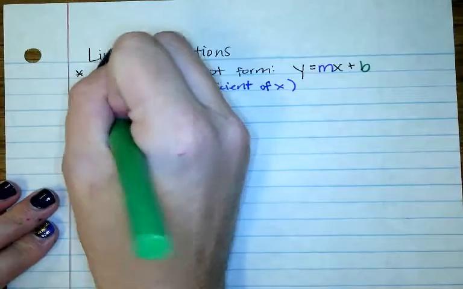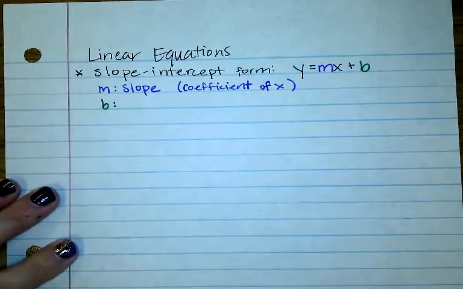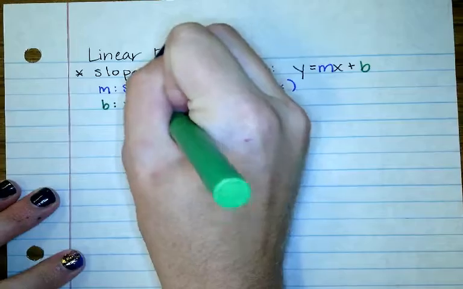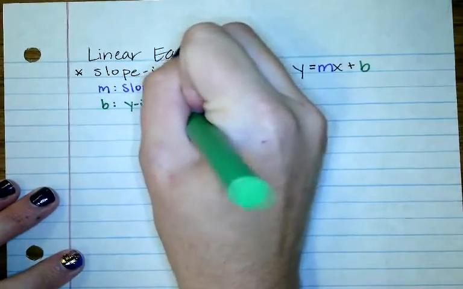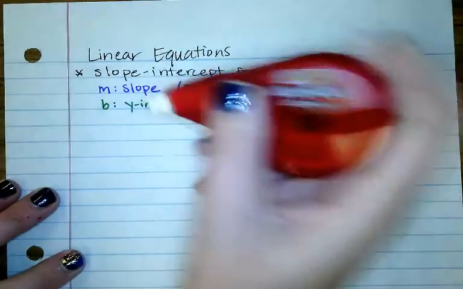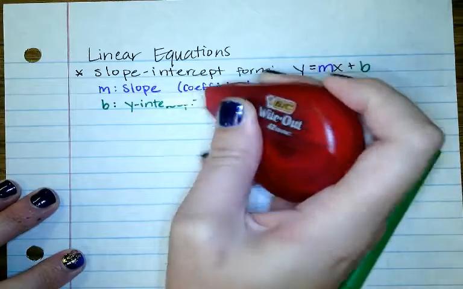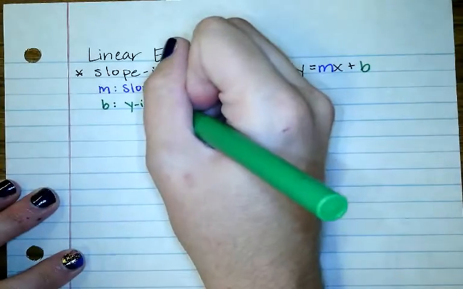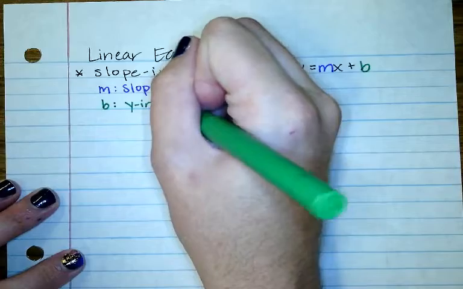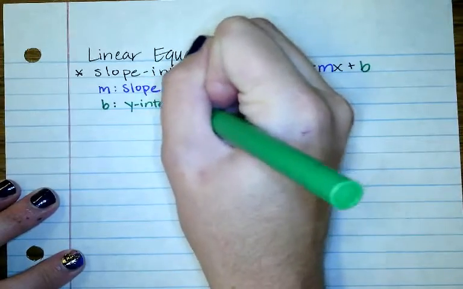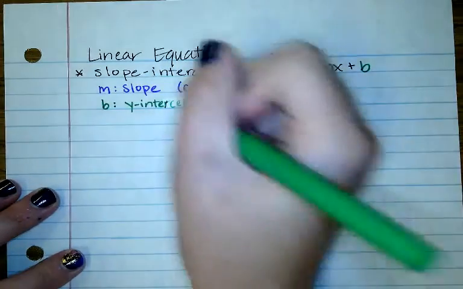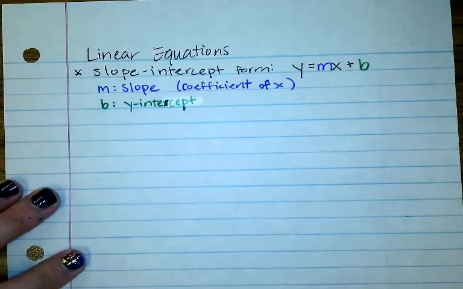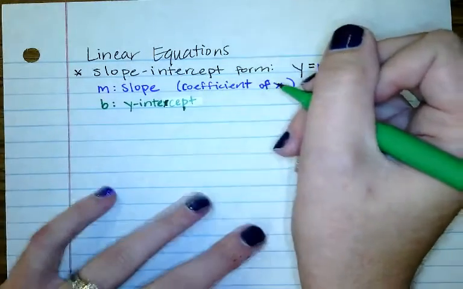Okay? Now, what does the b represent? Yes, the b is your y-intercept. Sorry. I don't like the way that looks. We'll try again. Okay. So b is going to be your y-intercept. All right? You guys feel okay with that? I don't know if that looks much better, but we're just going to go with it. Cool? Okay. So b is your y-intercept.